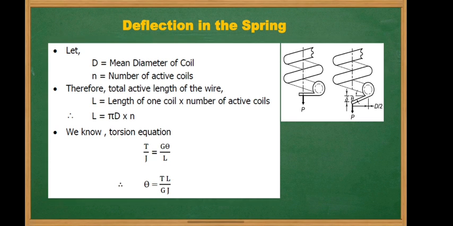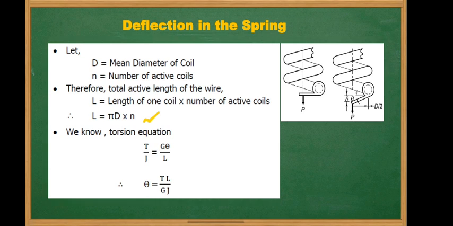Next is deflection in the spring. The figure shows the schematic representation required to calculate deflection in the spring. Let D be the mean diameter of the coil and N the number of active coils. Therefore the total active length of the wire, capital L, is equal to the length of one coil multiplied by the number of active turns. So L is calculated by the equation L is equal to pi D multiplied by N.